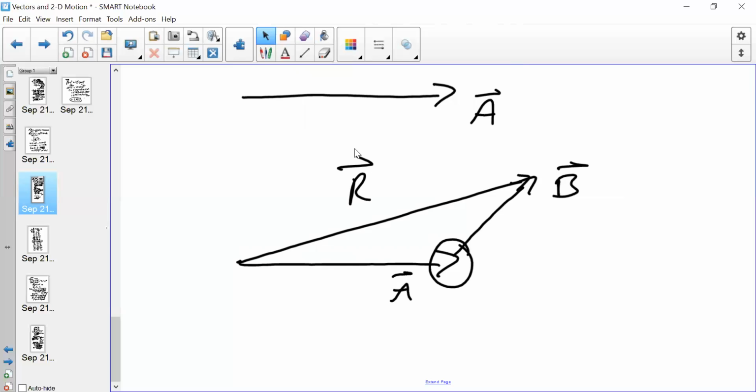Any questions on that? Again, that's the geometry and math we just saw.